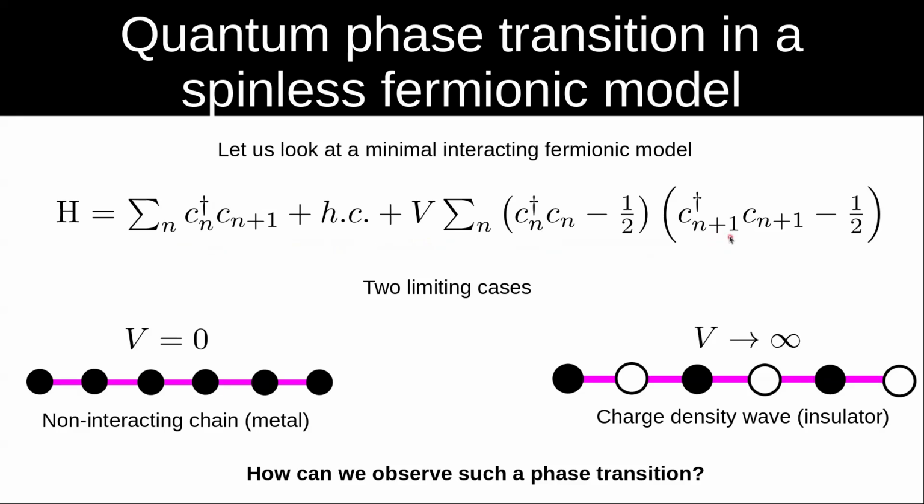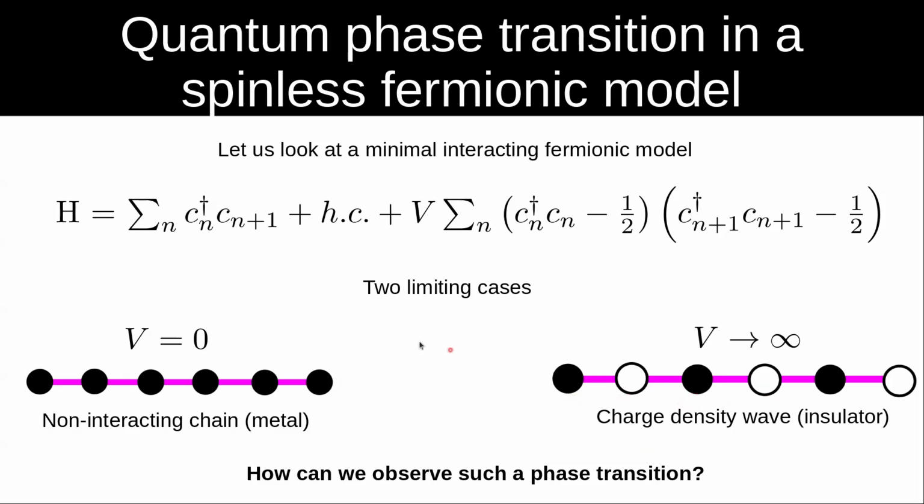And in practice, you can think that this model has two different limits. There's the limit where interactions are zero, and in this limit, you effectively have a non-interacting chain that in the thermodynamic limit behaves as a metal. And then you have the strongly interacting limit, which is the limit where V goes to infinity. And in particular, in this limit, your ground state is a charge density wave. So it's a state where you have charge in this site and no charge in the next one, and charge in this site and no charge in the next one, and so forth.